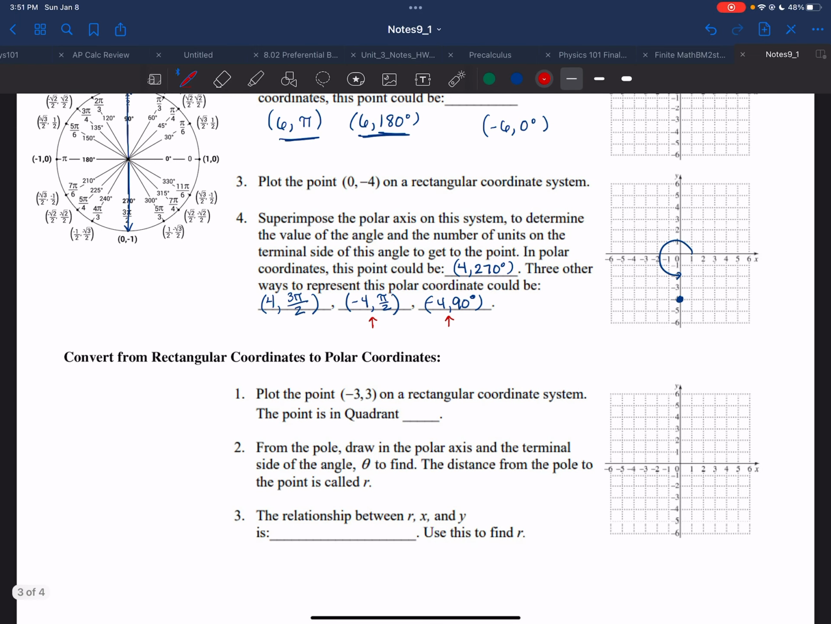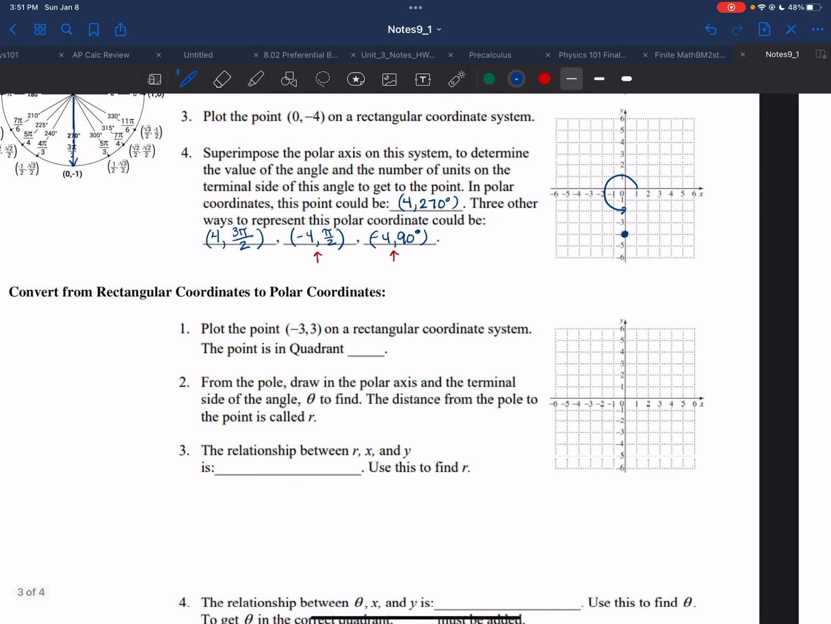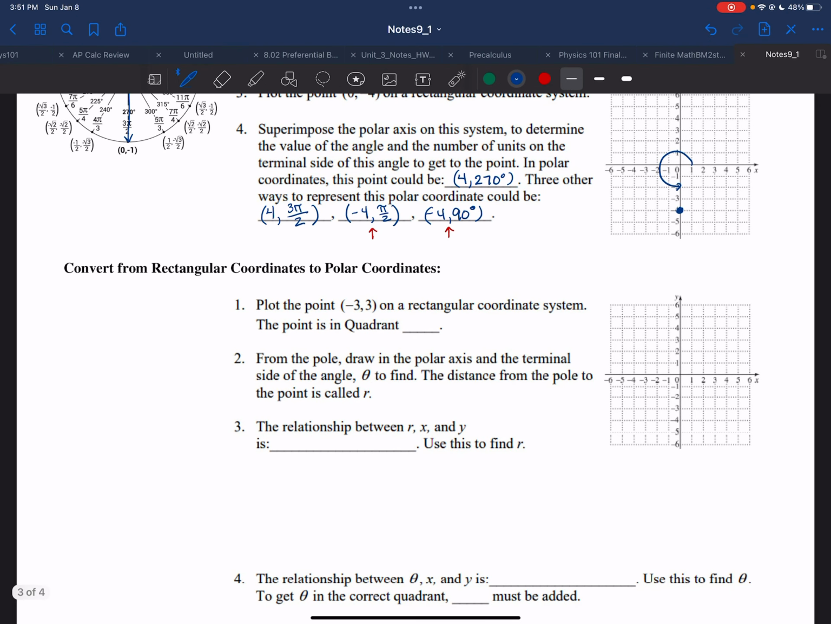Okay, let's see what they want here. Convert from rectangular coordinates to polar coordinates. Let's do it again. All right. I want you to go ahead and see if you can get this done. Please pause the video. We've gone through 2 examples. You should be in good shape. And then we'll come back and you can take a look.